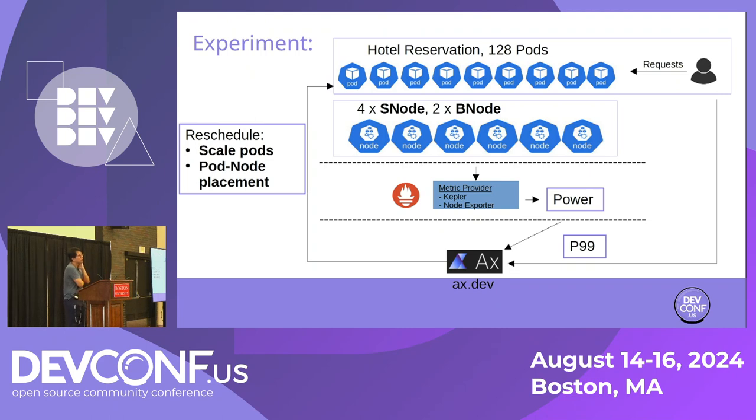What's the reward? The reward is the P99 and the power, basically. As part of the experiment, after you make that suggestion or configuration change to Kubernetes, we have to wait 5 minutes for everything to settle, and then we start gathering what the power is and what the P99 is. We use that as a reward. So we tell it to minimize P99 and minimize power.